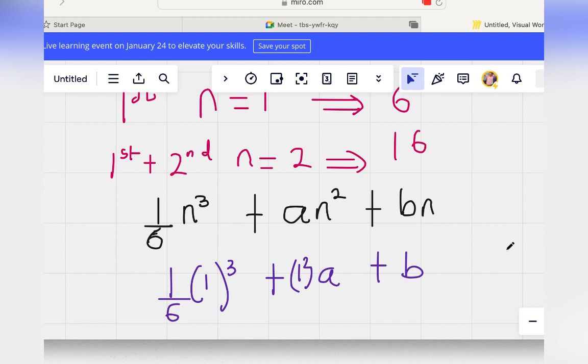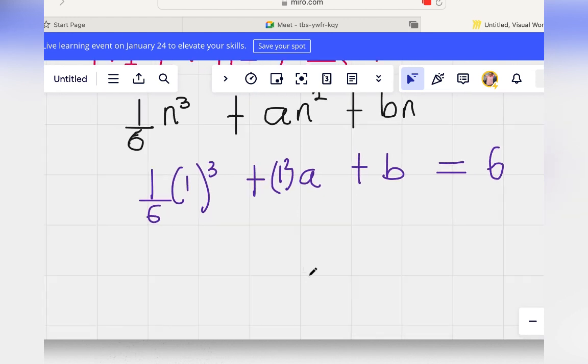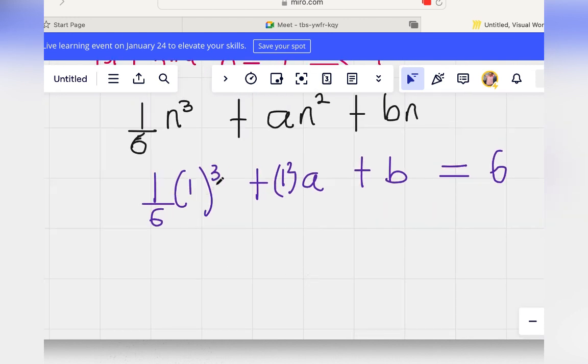Okay, so this is equal to 6, because for the first pattern, he needs 6 maths. We equate it to 6. So let's simplify this equation and put it in the proper form. This 1 raised to the power 3 is 1, times 1 is 1. So I have in this place 1 all over 6.